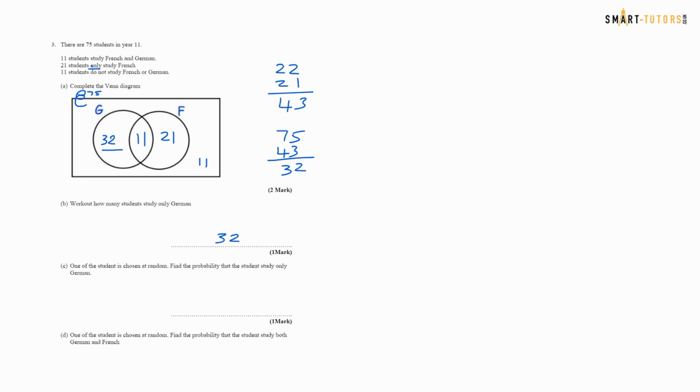32. One of the students is chosen at random. Find the probability that the student studies only German. So only German is 32 out of 75. One of the students is chosen at random. Find the probability that the student studies both German and French. So 11 upon 75 is both French and German out of the total, 75. That is the answer for question number D.